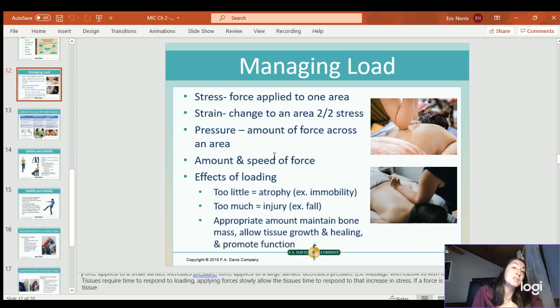Versus if you put too much stress on something, for example, if someone's pushed hard all of a sudden and they start to fall, it could equal an injury. The fall itself could equal an injury, or if they have a sudden fall anyway and then all of a sudden there's a lot of stress out of nowhere, that would create an injury as well. Any sudden force on something could create an injury. So you have to find the appropriate amount in order to maintain your bone mass, allow your tissues to grow and heal, and to promote function without overloading and causing an injury.